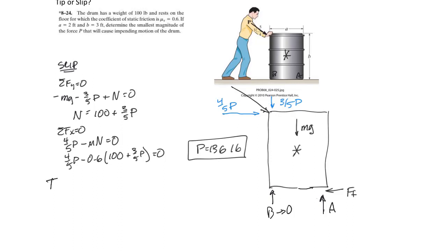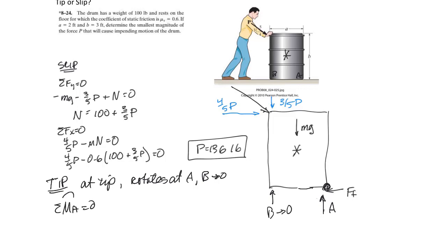So let's go ahead and just write that down. At tip, it rotates at A, and B goes to 0. And then when we find a point of rotation, which is right there, we notice again that A goes through that point of rotation, the force of friction goes through the point of rotation, and B has already gone to 0. So all we do is sum the moments about A, and let's see what we get.